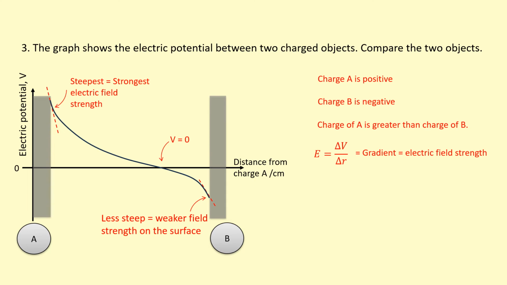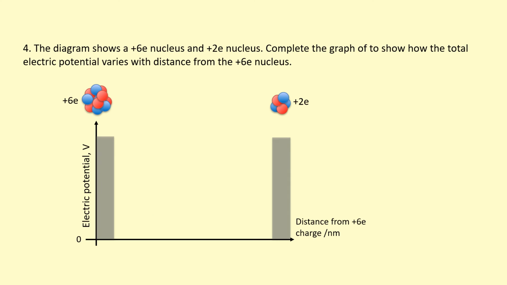Okay, and also I want to highlight here that where V is equal to 0, where the potential is equal to 0, the gradient is not 0. So that means the electric field strength there is not 0. And that's a common misconception. People think that with potential 0, electric field strength is 0. That is not the case. Okay, example 4 here, we've got a plus 6e nucleus and a plus 2e nucleus.